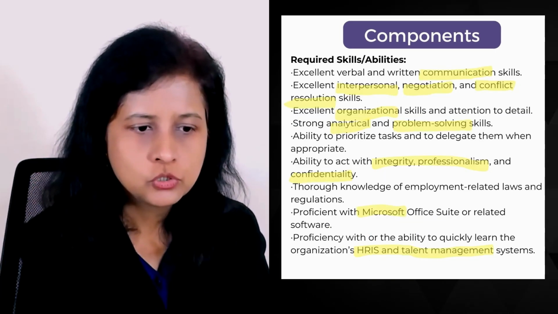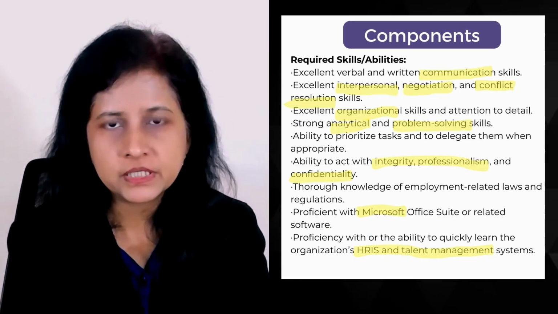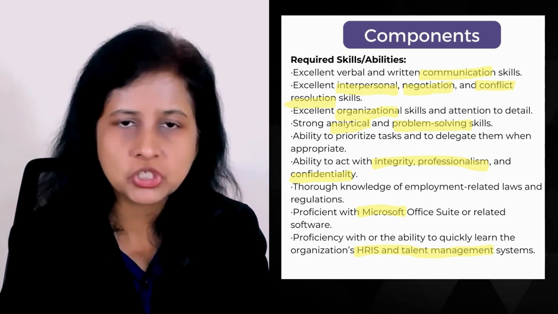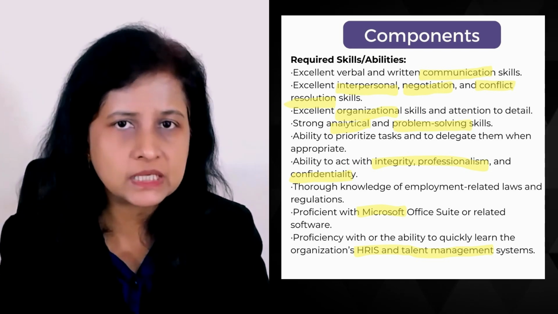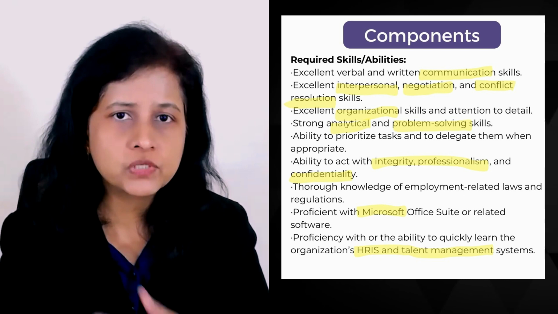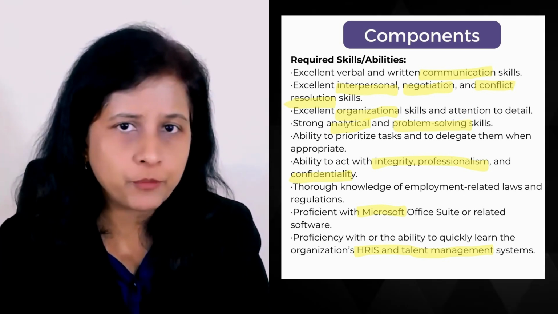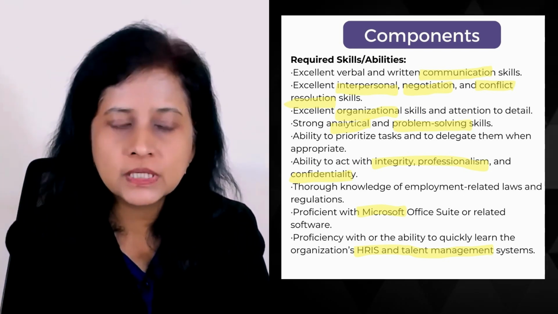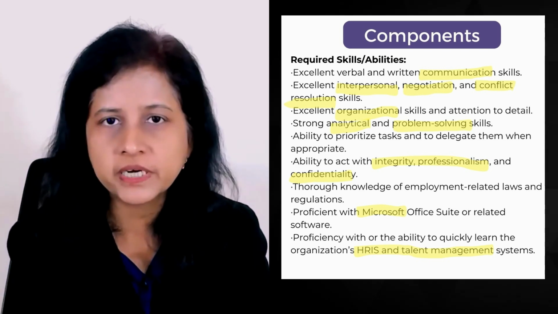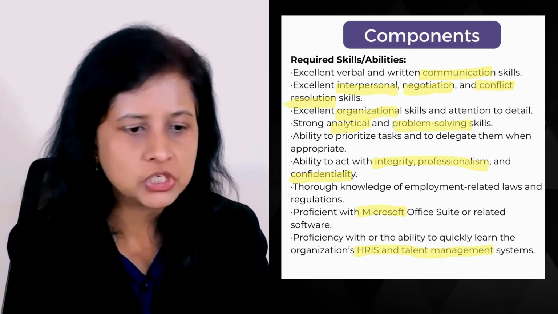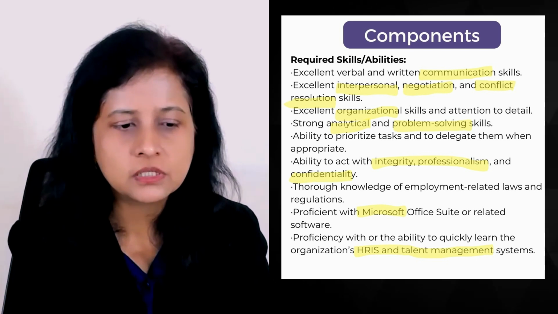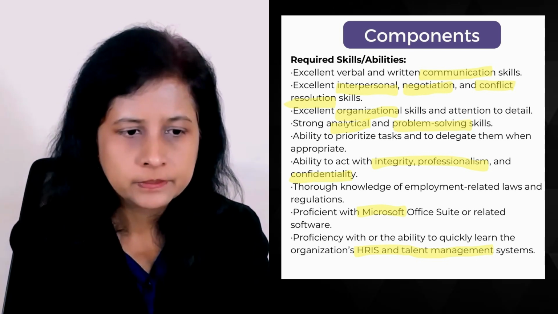Moving on to required skills and abilities. Here there will be sections like verbal communication, negotiation, or other skills. For example, MS Excel, PowerPoint skills, or using certain tools, like SAP or anything, if that is there. All those things will come here. Abilities and competencies, those kinds of things can come here. Verbal communication, integrity, professionalism, such things would be part of this section.